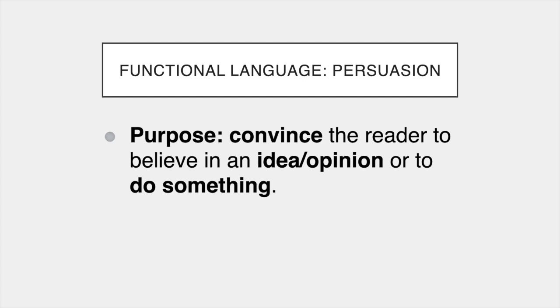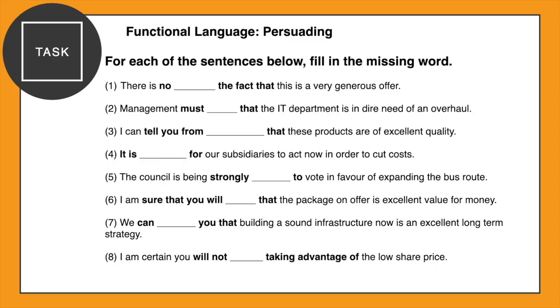Now the purpose of persuasion is to convince the reader to believe in an idea or an opinion, or to get them to do something. Now it's time for a task. Functional language, persuading. So, for each sentence below, fill in the missing word. So pause the video and press play when you're ready to continue.